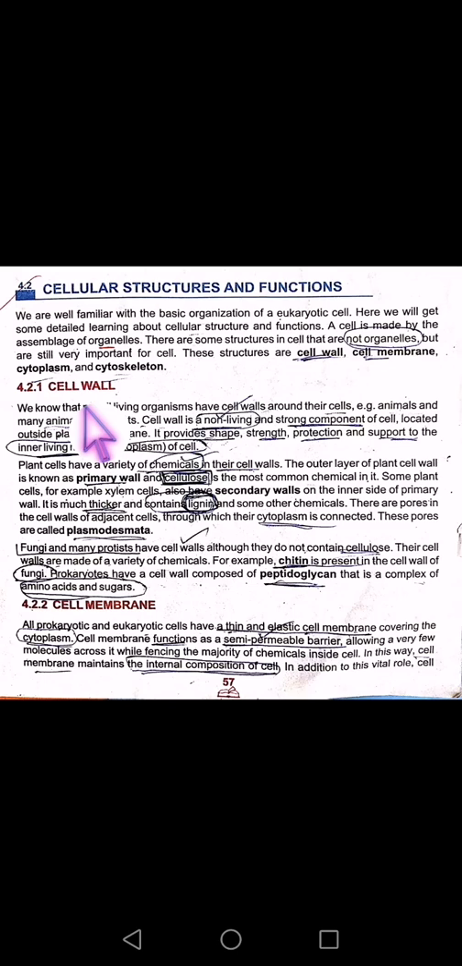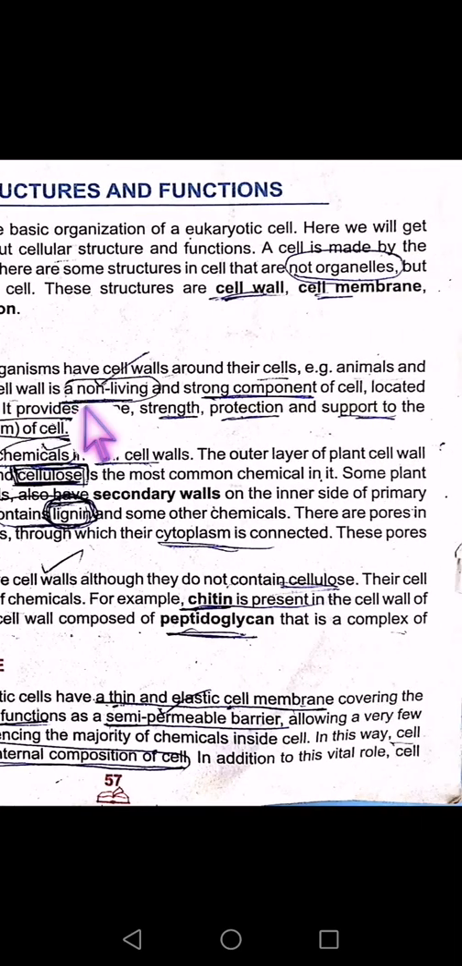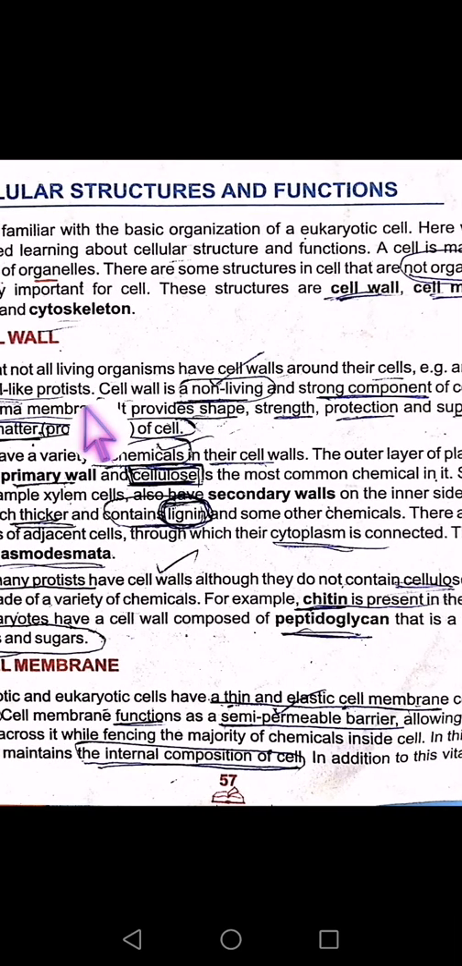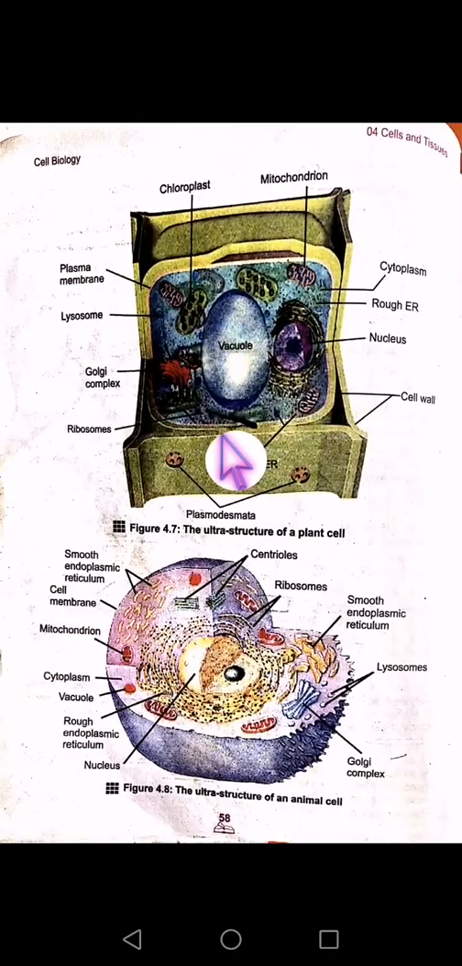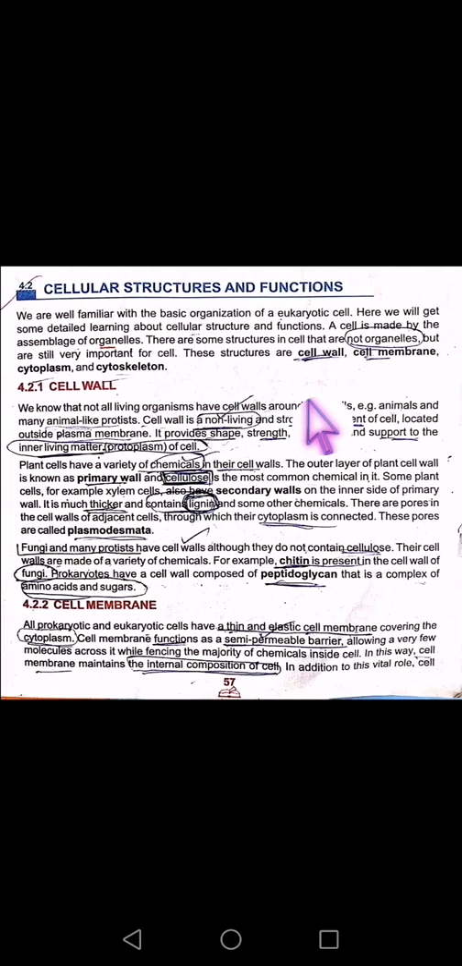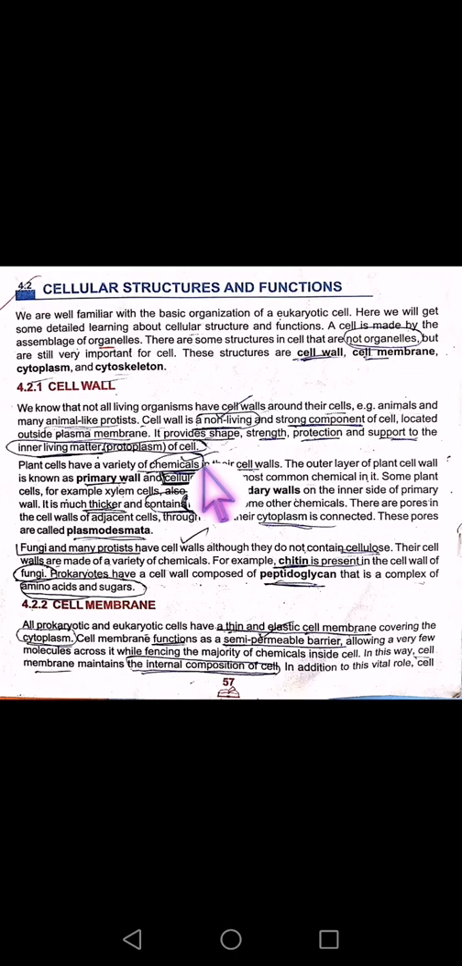Now, this cell wall is a non-living and strong component of the cell that is covering the inside membrane, that is the plasma or cell membrane. What is the function of this cell wall? It provides shape, strength, protection and support to the inner living matter. You can look at the diagram. This is the cell wall, the outer layer, which is non-living, and it is protecting the inner plasma. It is providing strength, shape and protective support to the inner living matter.